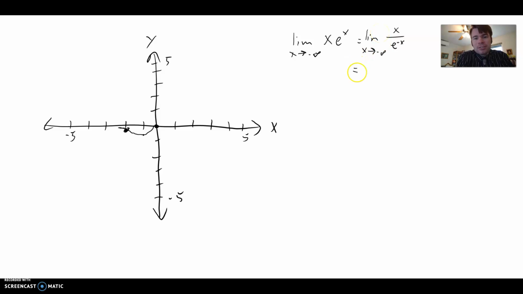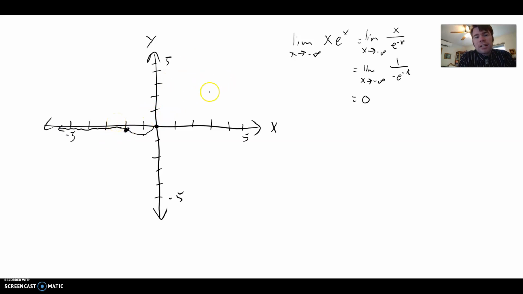That is L'Hopital's. So we get, by taking the derivative of the numerator and the denominator, again, we're not taking the derivative of the entire function. This is not the derivative of x e to the x. We get 1 over negative e to the negative x. And when we plug this in, we really have 1 over e to the infinity. That's 1 over infinity. That's 0. So this does indeed have a horizontal asymptote approaching that x-axis. This was the inflection point right there.